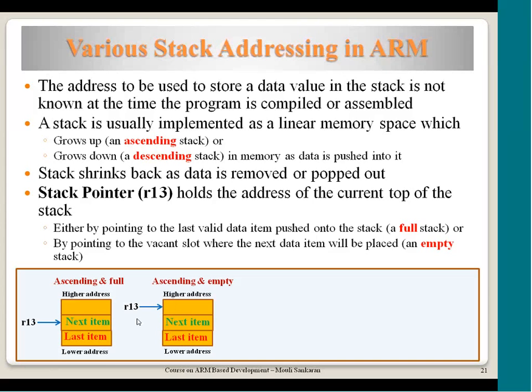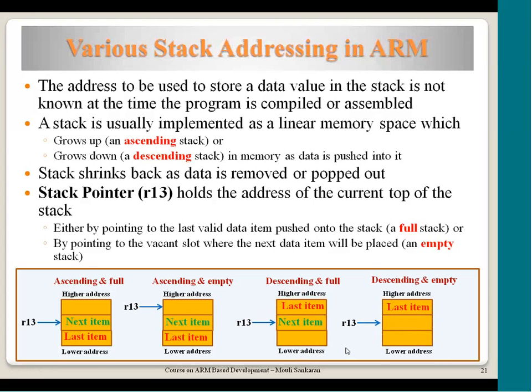Now what happens when a pop is done? That means when you are taking out an item, it has to decrement R13 and then take the item out and then keep pointing at the empty location. So whatever was done for putting data, the reverse has to be done in the same way. Now there is another way of implementing it, which is towards the lower addresses, which is descending and full. It is pointing at a full location where the item is already there, and then it is going to be decremented to push another item into it. The fourth option would be very simple. Now you can see that this is the descending and empty.